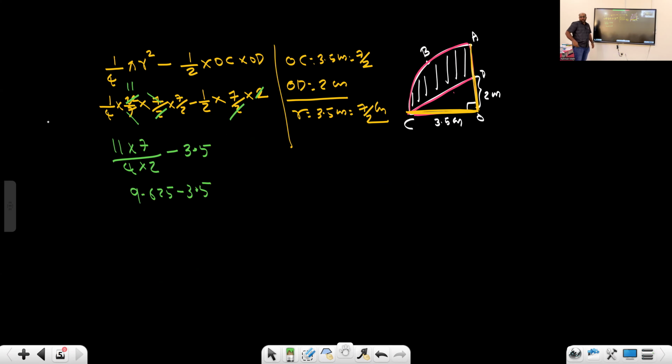9.625 minus 3.5, how much? 6.125 centimeters square. This is the question. Just check. Anybody have problem? Let me know. This is the question number we done. Question number 7th one. Next.